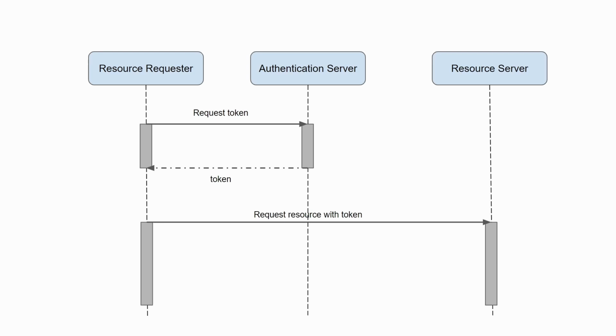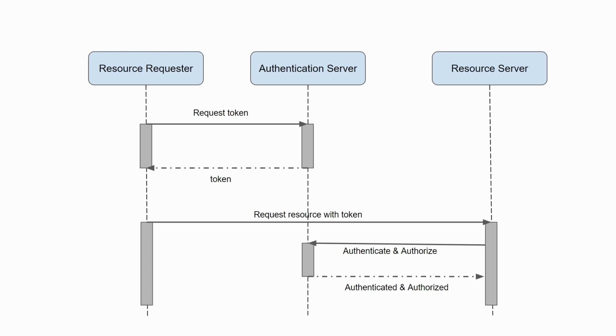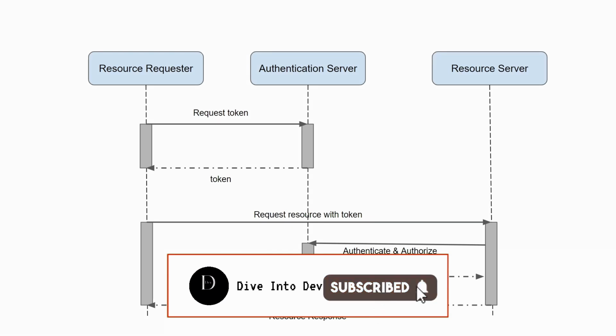When the resource server receives this request, the resource server says, let me first validate your token, or let me first validate your request. The resource server sends a request to the authentication server saying, please validate this token. And once the authentication server validates the token, it sends the response back to the resource server saying this request is validated and you can provide the information to the requester. The resource server sends the information or the data requested by the resource requester.